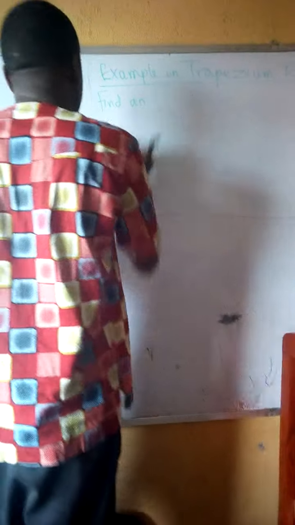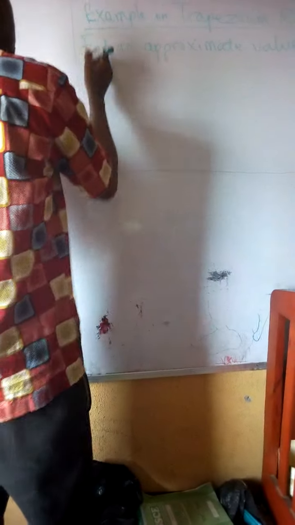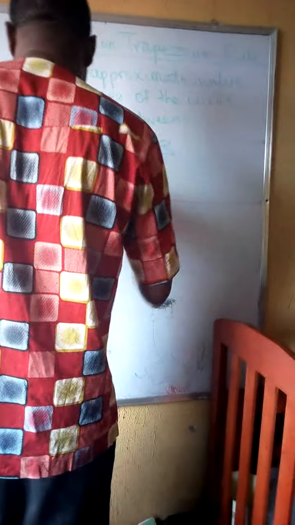Example on trapezium rule. Find an approximate value for the area of the curve y equals 1 over x plus 4 between x equals 1 and x equals 3, using the trapezium rule with 5 ordinates.